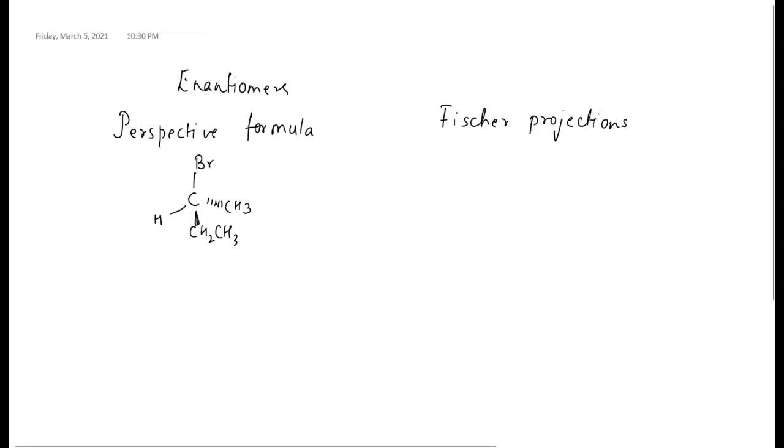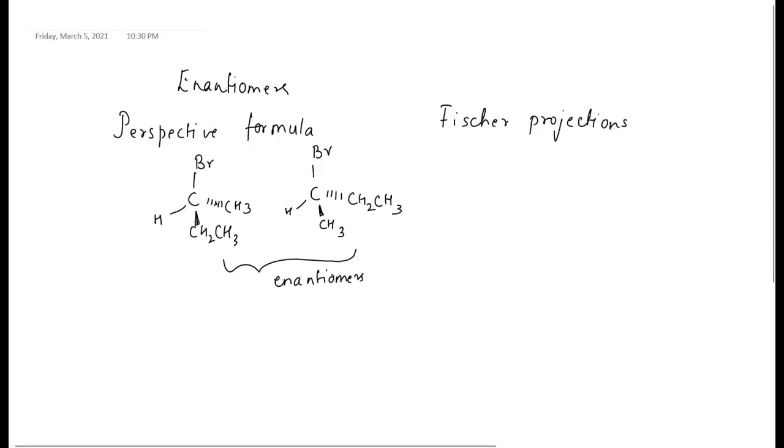Now, if I were to draw the enantiomer of this, I only need to swap two of the groups, right? So if I draw the molecule by swapping what was at the back to what was in the front, I will get the enantiomer of this. Okay, so now we have CH2, CH3 here. So this represents a pair of enantiomers, and you can prove that by figuring out the R and S configurations at the chiral center.